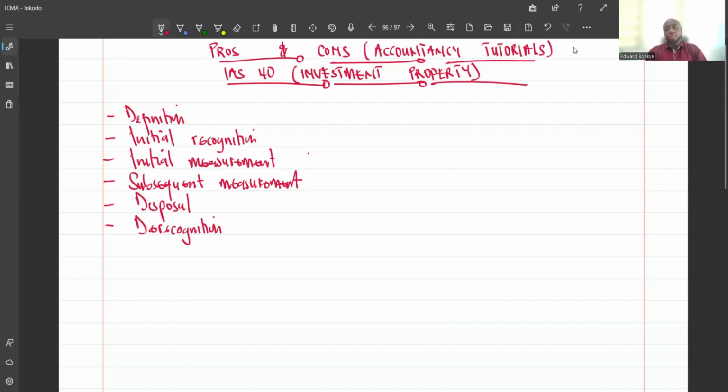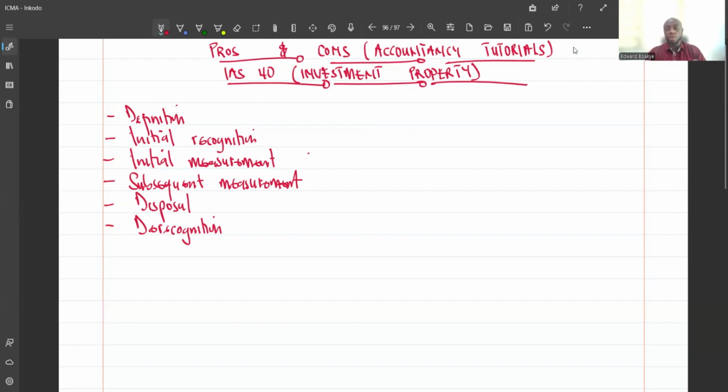So when we talk about investment property, it is a property which is in the form of a building. It may be a land. It may be land and building together, or even part of a building, right? Which is held for capital appreciation or for rental. Let me come back again. Investment property is defined as a property. So it may be any property which is held for capital appreciation or for rental.